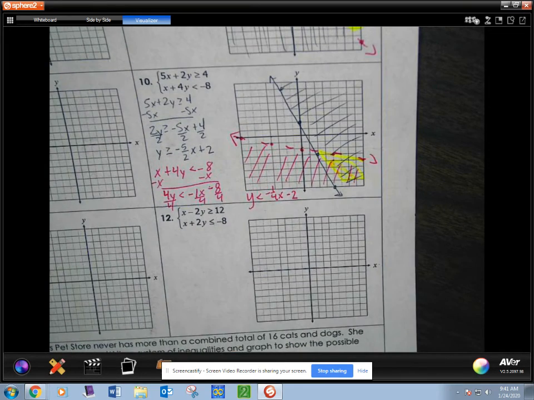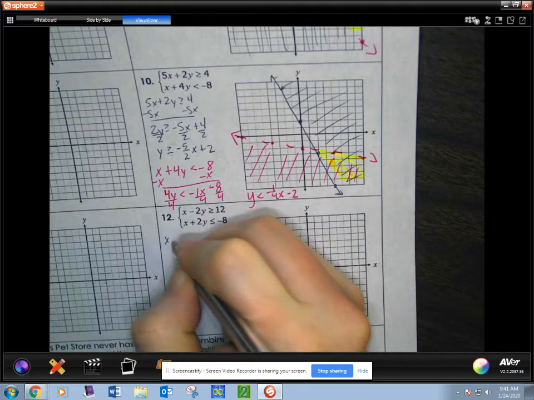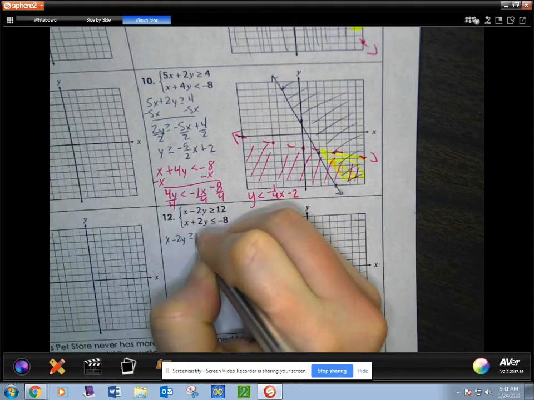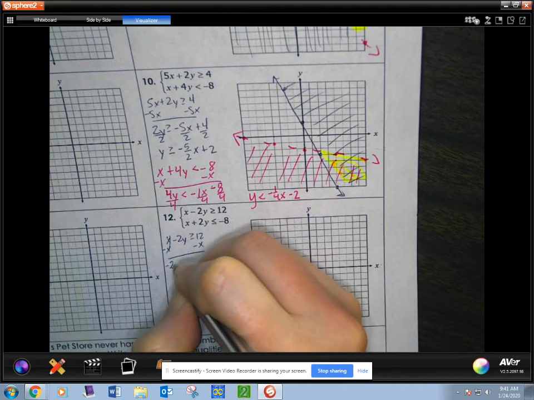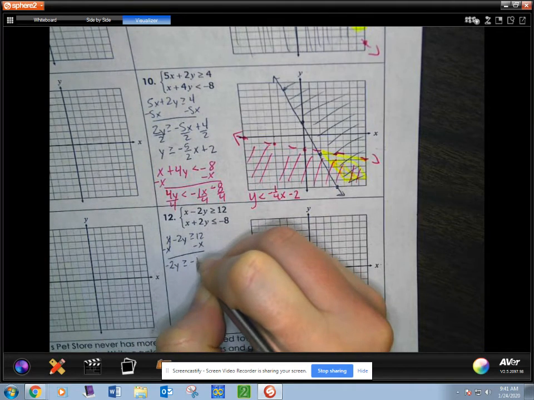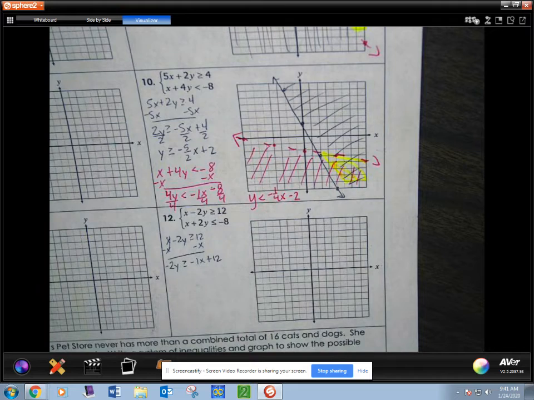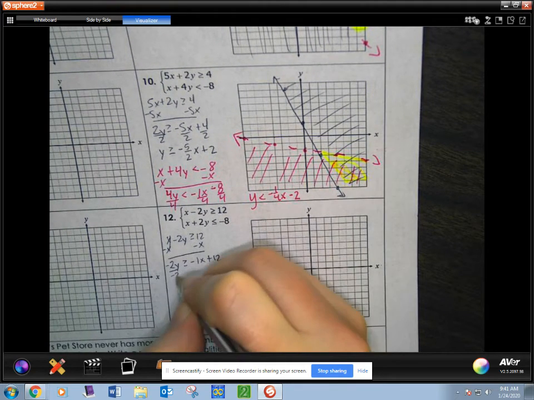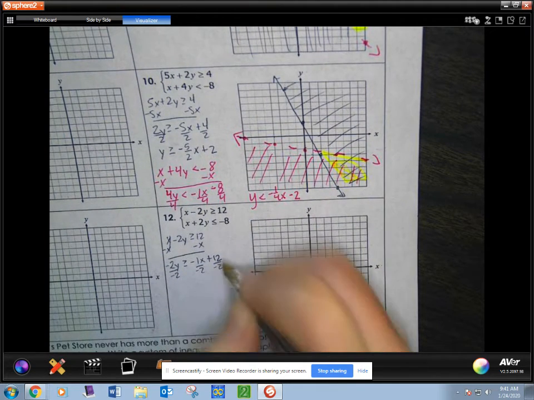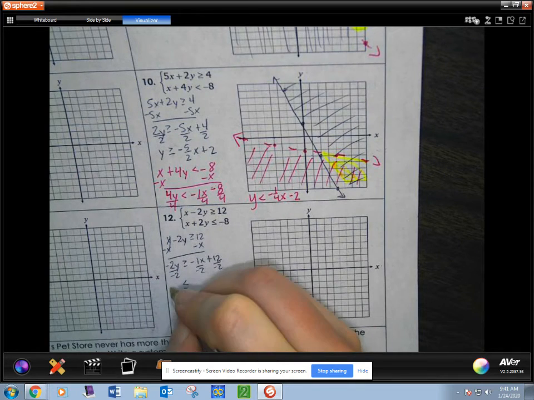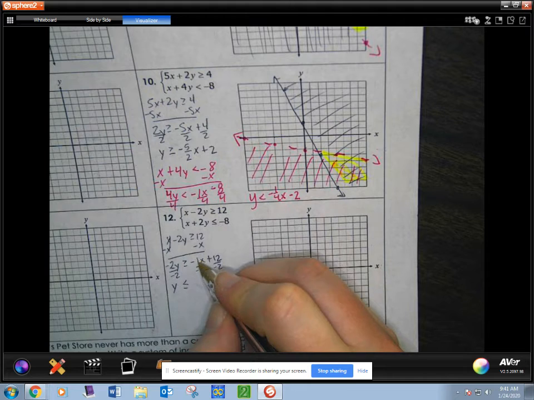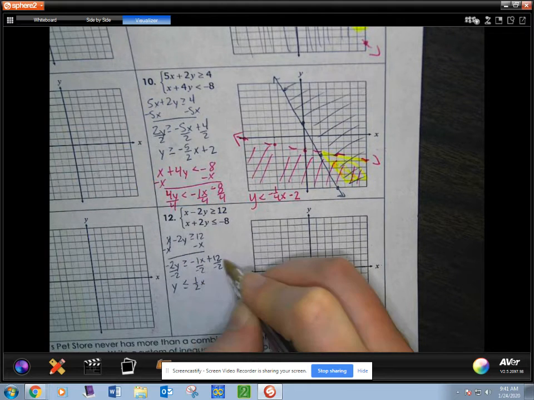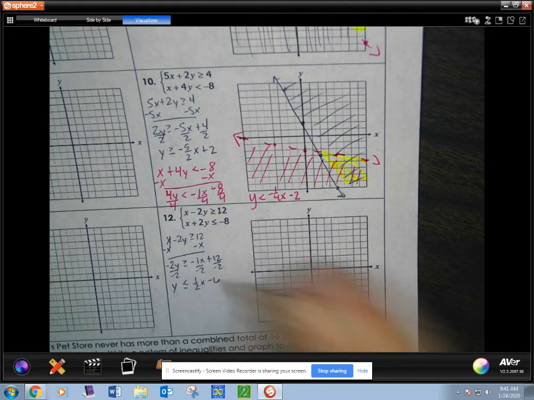Okay, for number 12, I have x minus 2y is greater than or equal to 12. This is not y equals, so I'm going to bring it down. I'm going to move that x by changing the sign. That leaves me with negative 2y greater than or equal to negative 1x plus 12. Then I must divide everything by negative 2. Since we're dividing by a negative, we flip our direction of the sign. So I have y is less than or equal to negative 1 divided by negative 2 is positive 1/2 x, and 12 divided by negative 2 is negative 6.